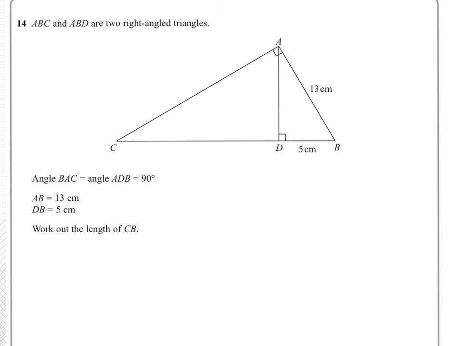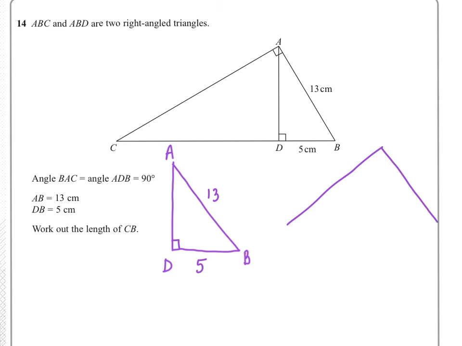So let's have a look at whether we can draw them separate from each other. So I'm going to draw this one first, and that is triangle DAB with a right angle there, and then this is 5 and this is 13. Then I'm going to draw the larger one like so. Doesn't have to be really accurate, but I would do this in the exam.